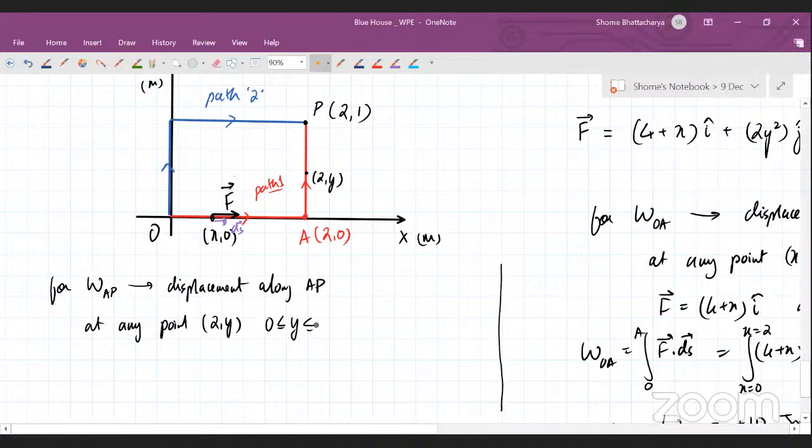to 1. Okay, you can see over here the force will become what? Now the force will have both the components. It is 2 plus x square. Sorry, it is 4 plus x. So that is 6 i cap because x coordinate is fixed, plus 2y square j cap. So the force is now variable and also variable in terms of direction.